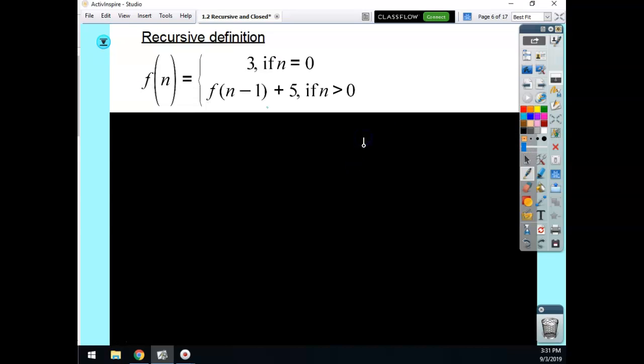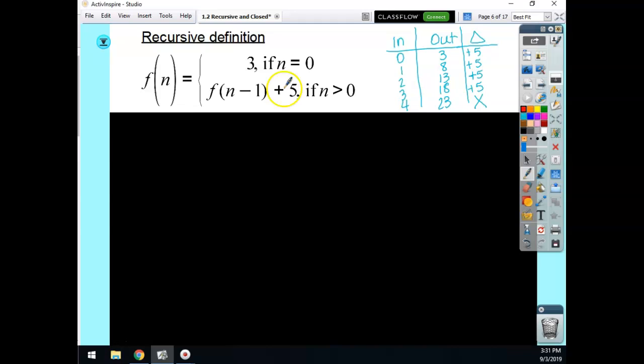Okay? If we look at the table that we just had, our input and our output, we started at 0 and our output was 3, then 1, 2, 3, 4, and it was 8, 13, 18, and 23. So there's our input-output table. And then we did a difference table. So we started with delta, and we left this one blank, and we had positive 5, positive 5, positive 5, positive 5. Okay?